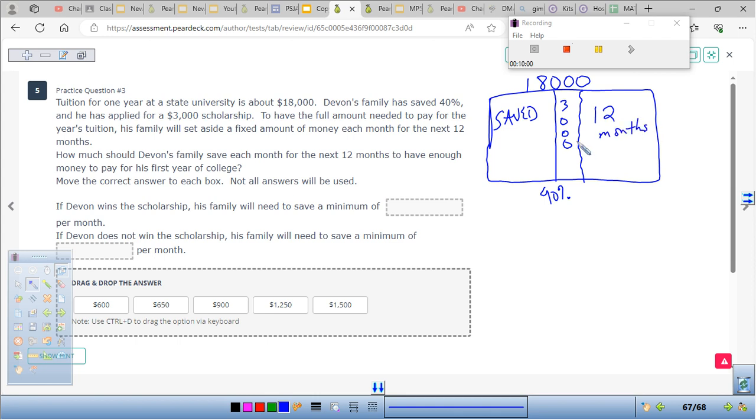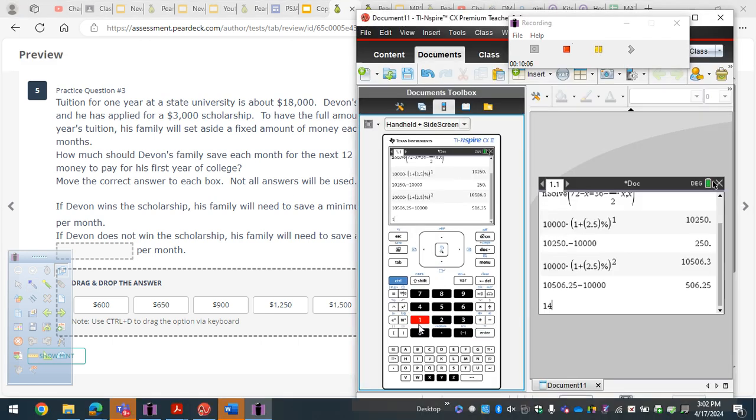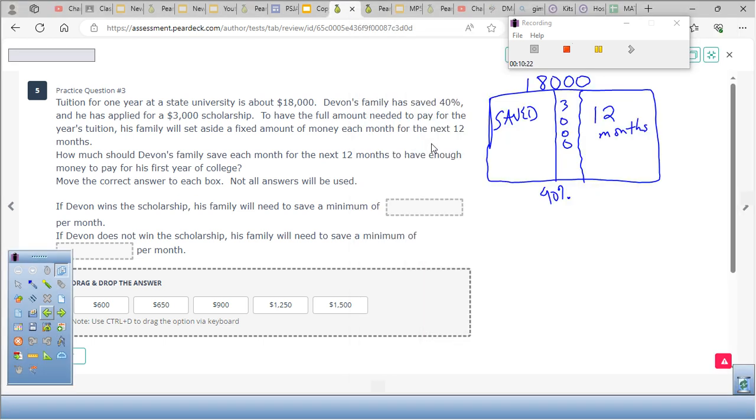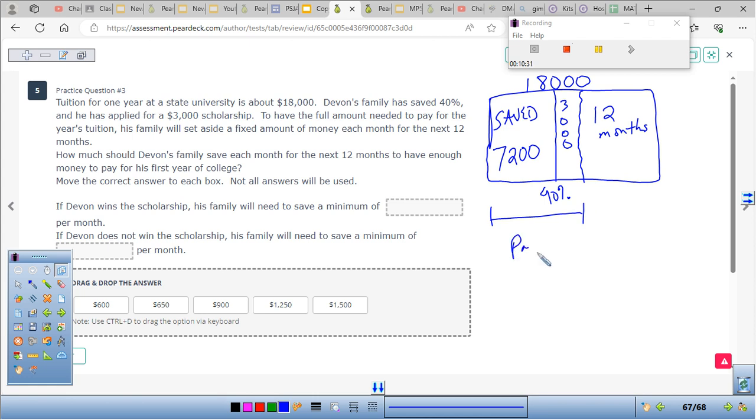So let's figure out how much all of it is together. I need to use a calculator for this. So we're going to go with 14,000, right? Oh, 18,000, my bad. 18,000, I will multiply that by 40%. So they've saved so far $7,200. So this part is already paid for, 7,200. Now this part, up to here, is all paid. Let me see what they're going to ask. How much should Devon's family save each month for the next 12 months to have enough to pay for the first year?